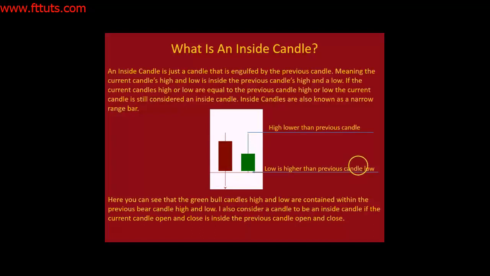Here you can see that the green bull candle's high and low are contained within the previous bear candle high and low. I also consider a candle to be an inside candle if the current candle open and close is inside the previous candle open and close.